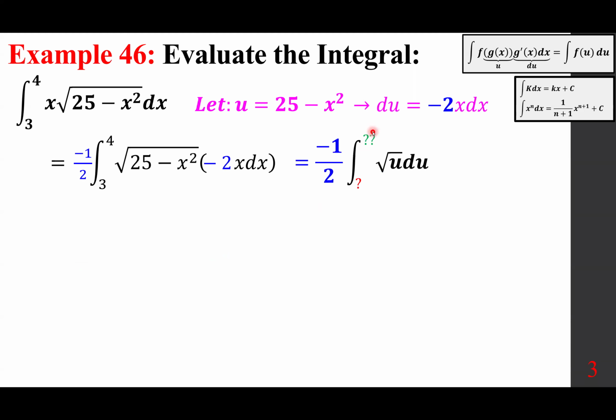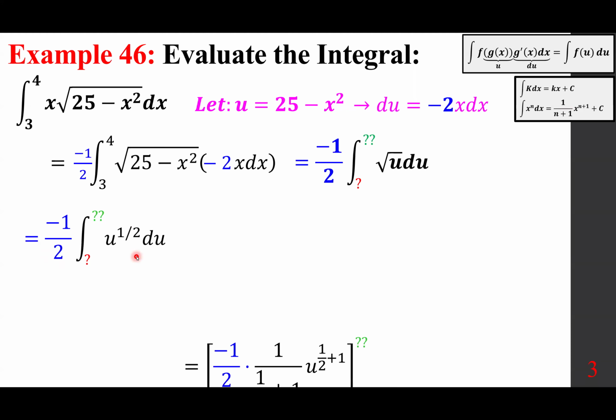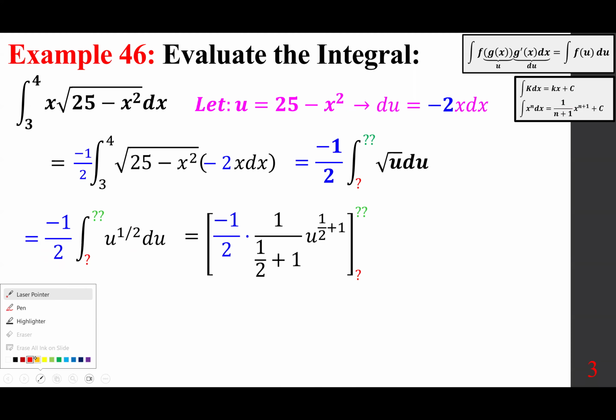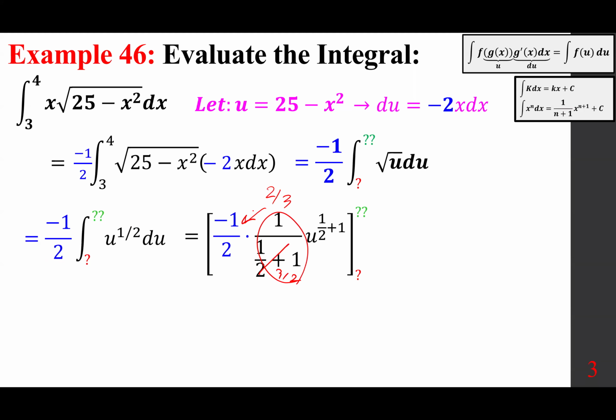We're going to discuss the limits because the limits 3 and 4 pertain to the variable x, not u. We're going to come up with that shortly. So this is u to the power 1/2. Again, that requires the power rule. So -1/2 remains. 1 over 1/2 plus 1, u to the power of 1/2 plus 1. This is 3/2. Its reciprocal is 2/3. Times -1/2 makes it -1/3.